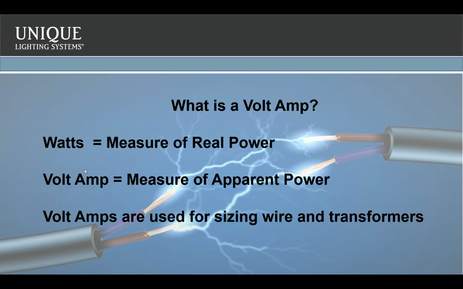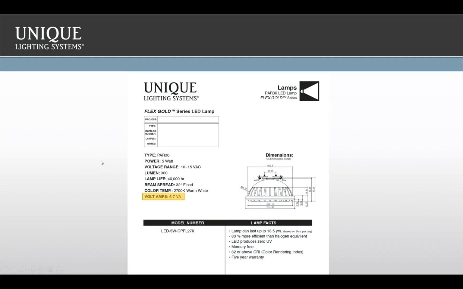The reason why I bring this up is even though you're installing a 4-watt LED, that's the real power. That's what our clients are getting measured on their electric bill. But what the wire and the transformers see is the apparent power, which is that 1.5 factor on the volt amp. And so we need to be sizing our transformers and our wires based on the volt amps and not so much on the watts. Every manufacturer out there, including ourselves, lists the volt amps on all of our spec sheets.